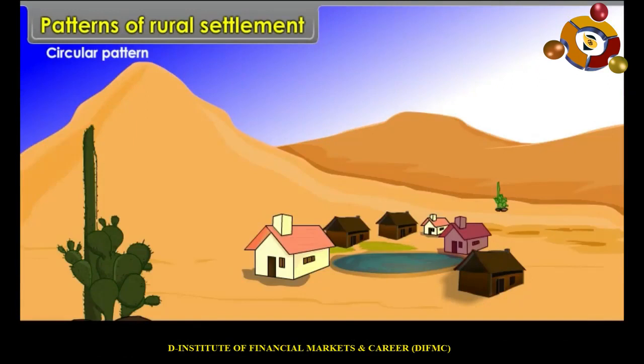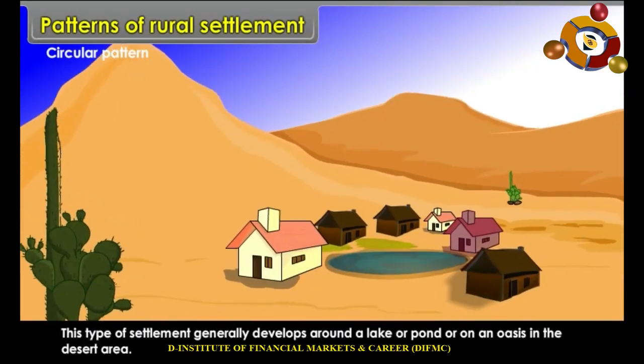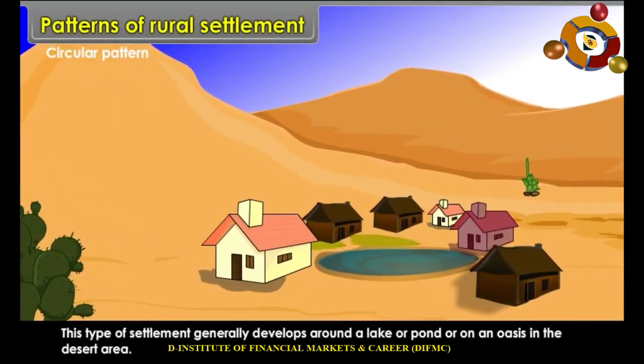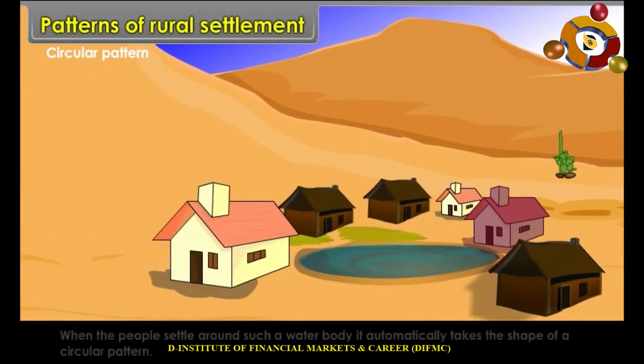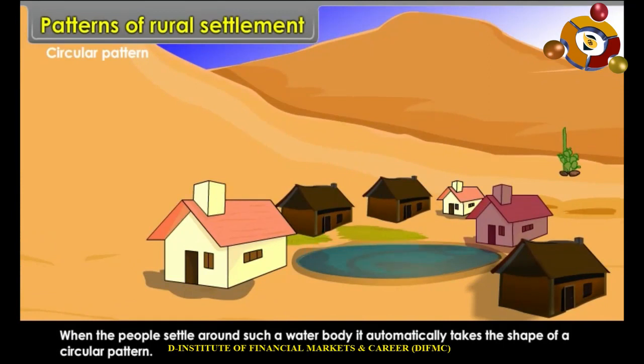Circular pattern. This type of settlement generally develops around a lake or pond or on an oasis in the desert area. When the people settle around such a water body, it automatically takes the shape of a circular pattern.